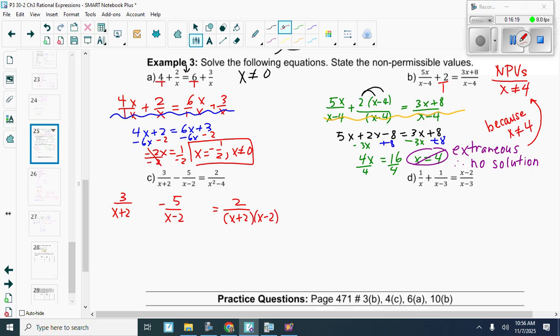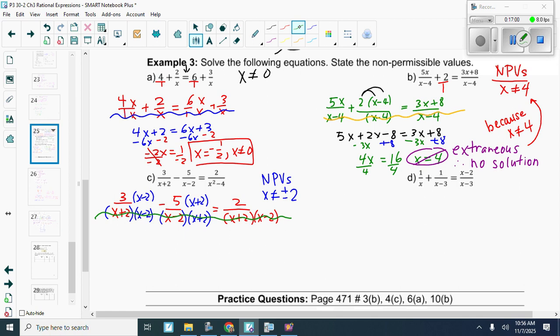Hopefully you saw the difference of squares when you factored it. Your NPVs: x cannot equal plus or minus 2. Common denominator: this one has the plus 2, it just needs the x minus 2, top and bottom. This one has the x minus 2, it just needs the x plus 2, top and bottom. Once you have your common denominator, it's done its job.